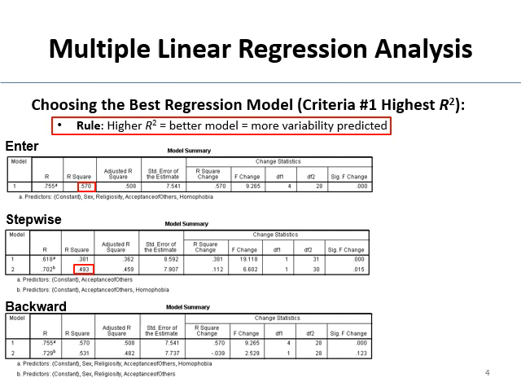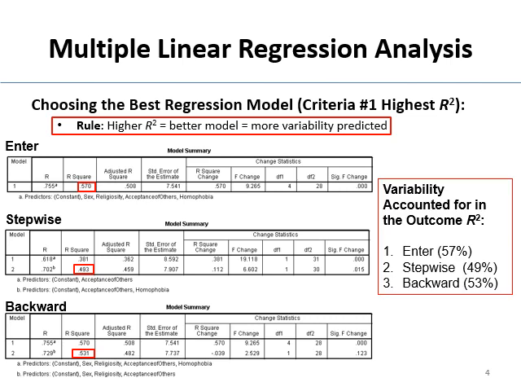How about backwards? So backwards, again, just throws everything in and takes out the junk. At the end, it only had two steps, right? So it threw everything in. Second step, it took one thing out. The one thing that it took out, we still have sex, religiosity, and acceptance of others. We accounted for 53% of the variability. So if you sort of order them, you'd say, well, enter was the best, and hint, enter's always the highest R squared. More predictors never leads to worse R squared. Then backwards at about 53%, and finally stepwise at 49%.